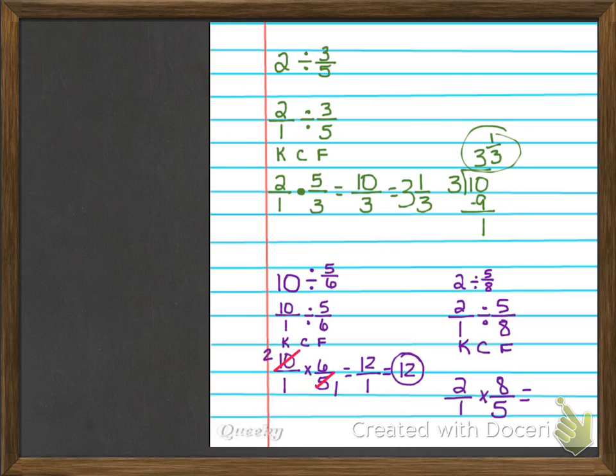Now when I'm looking at this, there's nothing I can do to cross simplify because 2 and 5, if you're looking at them in this direction, have no common factors. And 8 and 1, you can't do anything with them either because 1 does nothing for you in multiplication and division. So now we're simply going to multiply our numerators. I get 16. Multiply our denominators, I get 5. So now I need to simplify 16 over 5. I end up getting 3 1/5.